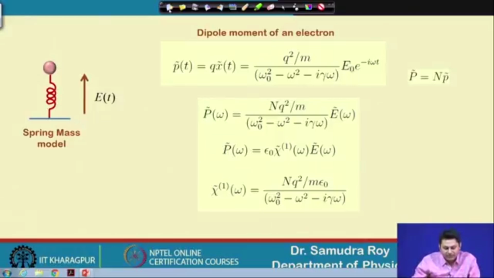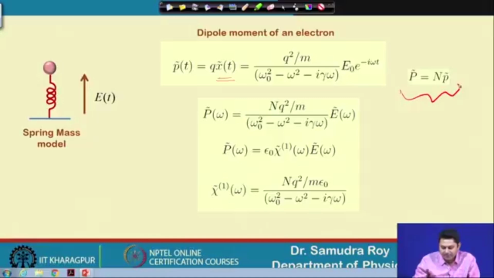Once we have the value of x, we put it here. If you remember, the value of x was q divided by m, divided by this quantity, with E 0 e to the power minus i omega t. Mind you, here I am representing x of t, which is a function of time, not the value of x 0. After that, I have the total polarization, which is the dipole moment per unit volume, where n is the number of dipoles per unit volume.